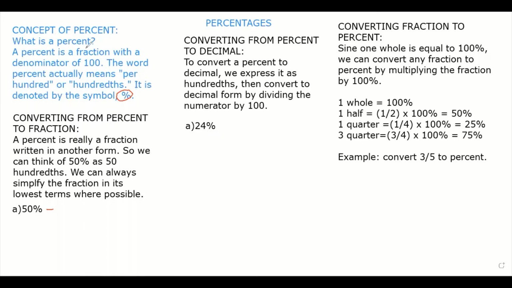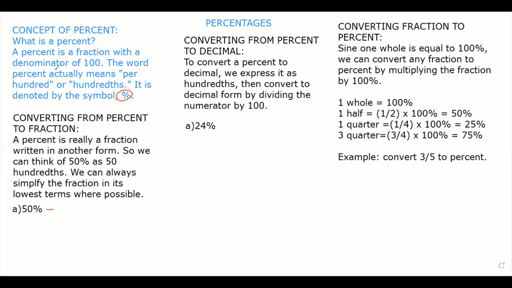Now, let's focus on the concept of percent. What is a percent? A percent is a fraction with a denominator of 100. The word percent actually means per hundred or hundreds. It is denoted by the symbol that I circle here in red. So it's a stroke with zero on either side. So whenever you see this symbol, it means percent.